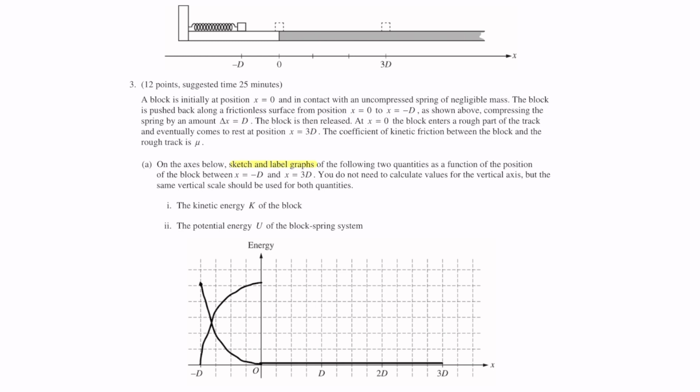And now when it reaches the friction part of the surface, we're going to have a linear function for the kinetic energy from the origin to 3d, and it's going to be decreasing. So we can draw a line decreasing from the origin up until 3d. And then remember to label your graphs. So this one was the kinetic energy, and this one here was the potential energy.